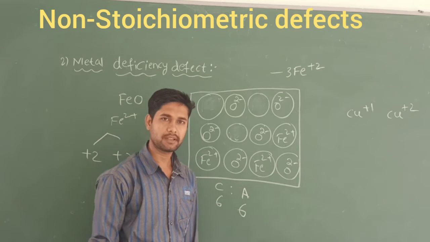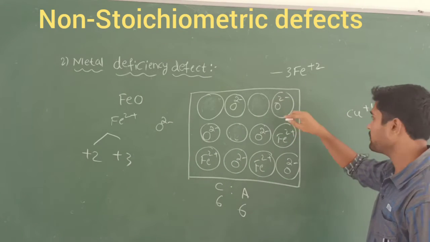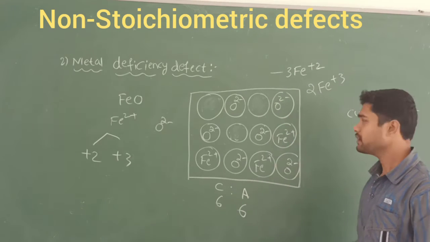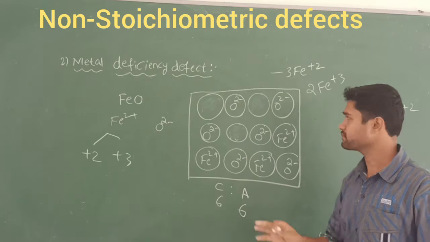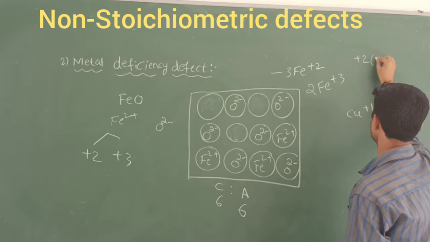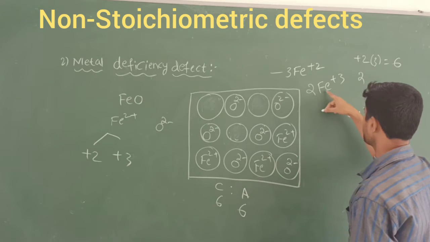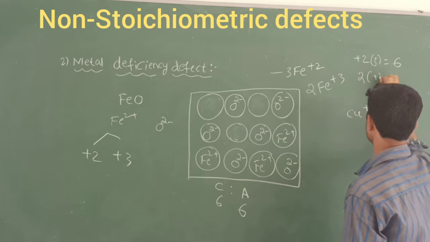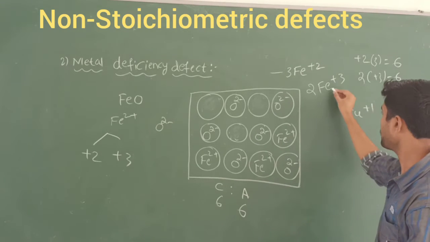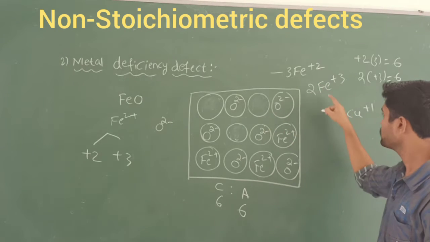But what about electrical neutrality? That is not going to be maintained, right? So when I remove these 3 Fe2+, simultaneously I am going to add 2 Fe3+. Charges should be the same. 3 irons with plus 2 charge becomes 6 charge. Here 2 irons, each containing plus 3, is also 6. Charges are the same, but the metal has the deficiency. So instead of these 3 Fe2+, the vacant space is going to be covered by 2 Fe3+.